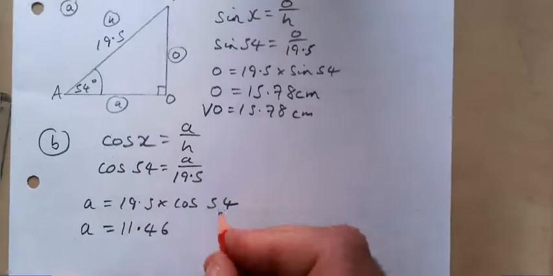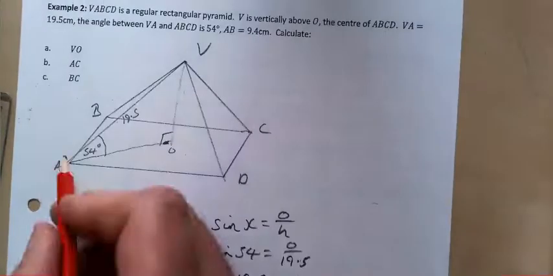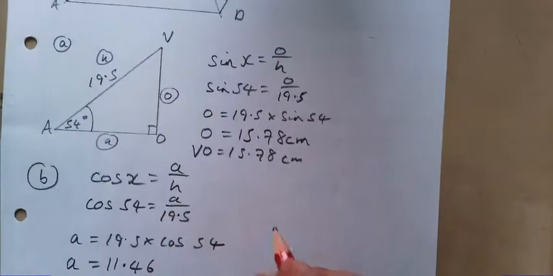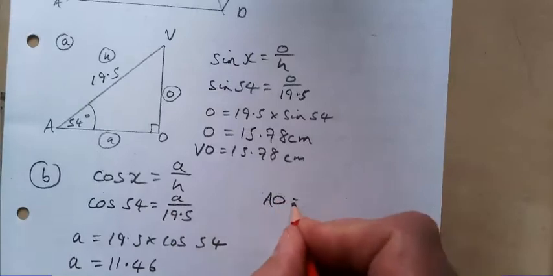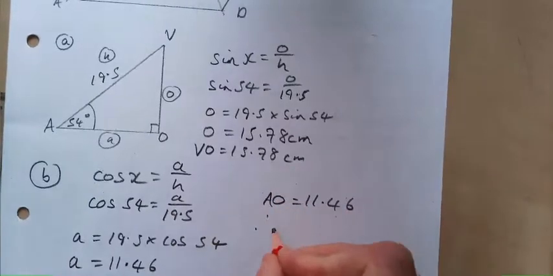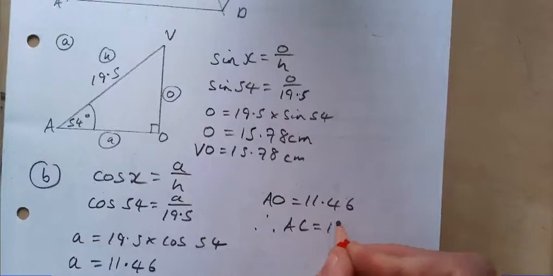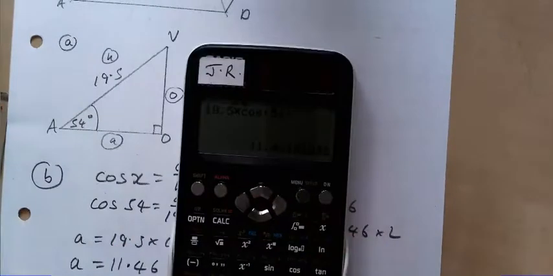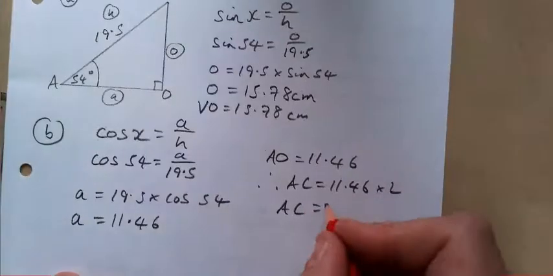Now what do we know then? We know then that AO is 11.46. We want twice that. Therefore, AC equals 11.46 times 2. I'm just going to multiply, keep it more accurate. And the answer I got, 22.9.